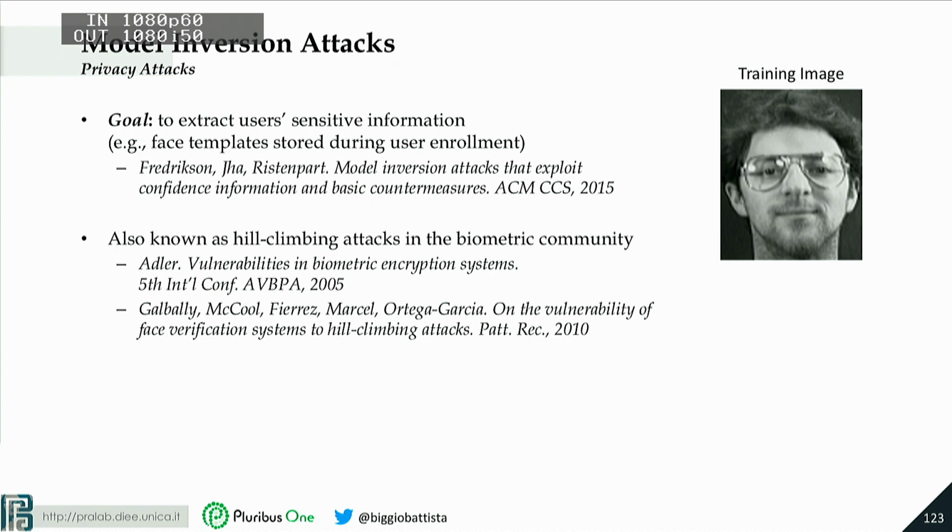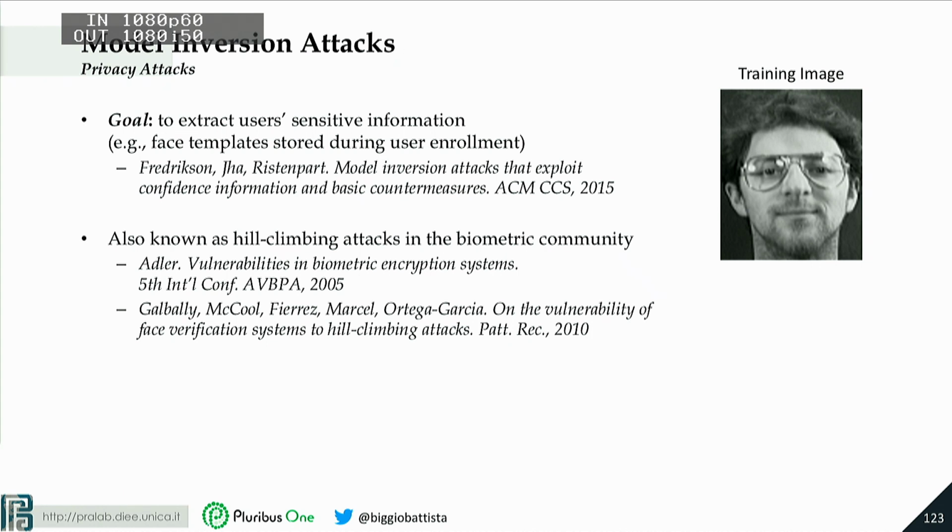Regarding privacy attacks, this is an example considering a face recognition system. This was known as a hill climbing attack in biometrics, but it has recently been rediscovered in a 2015 paper. What they show is that if you can query the algorithm, you can optimize your image by essentially trying to maximize the similarity with the given user. It's like computing a gradient in a numerical way.